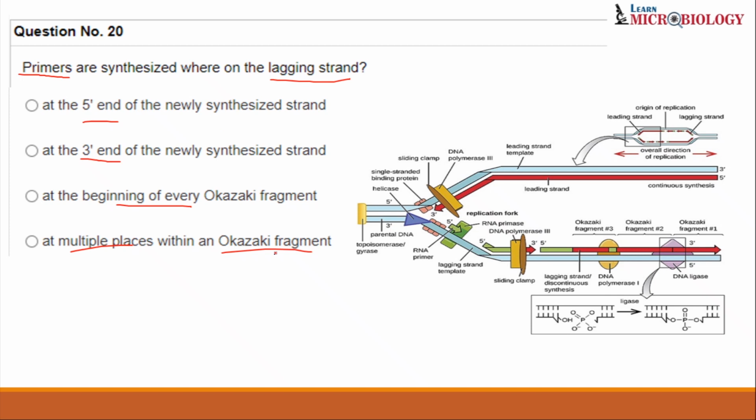So where do these primers form? You can see over here, this red color one is nothing but our Okazaki fragment, and within each of these Okazaki fragments there is a primer synthesized, and this is not going to happen at one place because these primers are going to be synthesized at multiple locations. Hence your correct answer will be D, at multiple places within an Okazaki fragment. Okay, so I hope this is understood. Let's quickly move on to the next question.